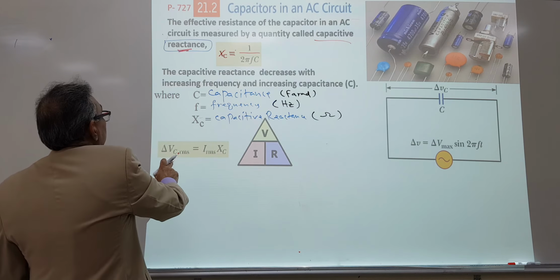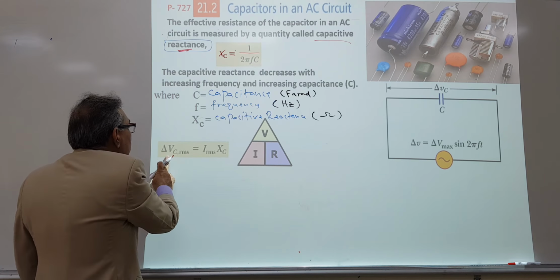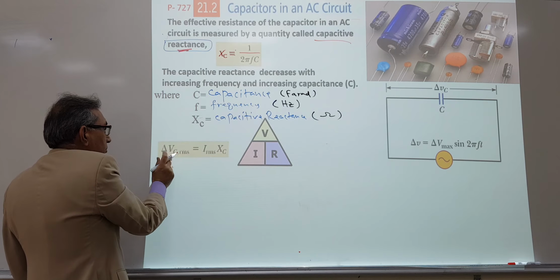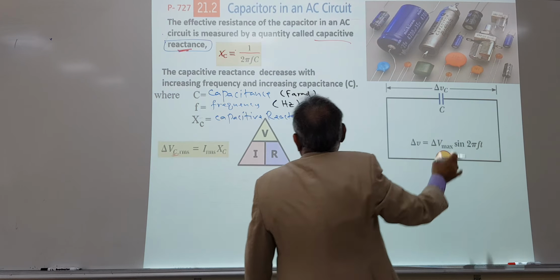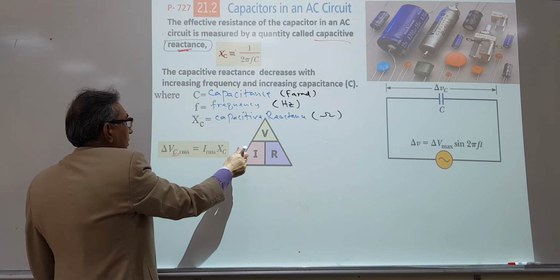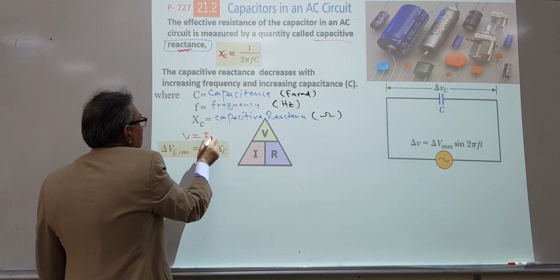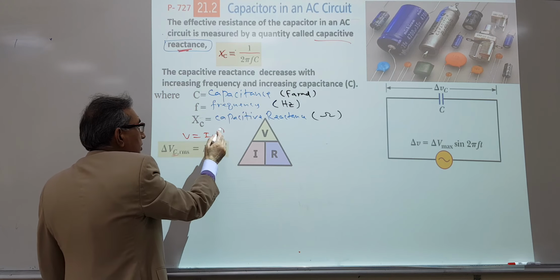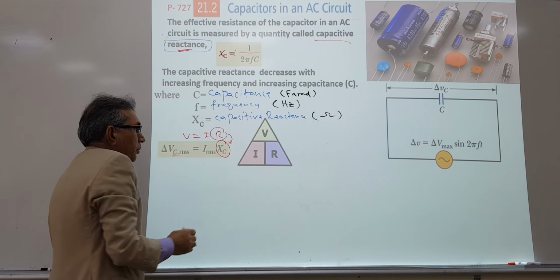The same thing we did with the resistor, the same parameters we need. We need the voltage RMS, V sub RMS, the voltage across the capacitor, which is equal to I multiplied by R. As I told you, we don't call it resistance R, we change this R with the reactance symbol. Please keep in mind.